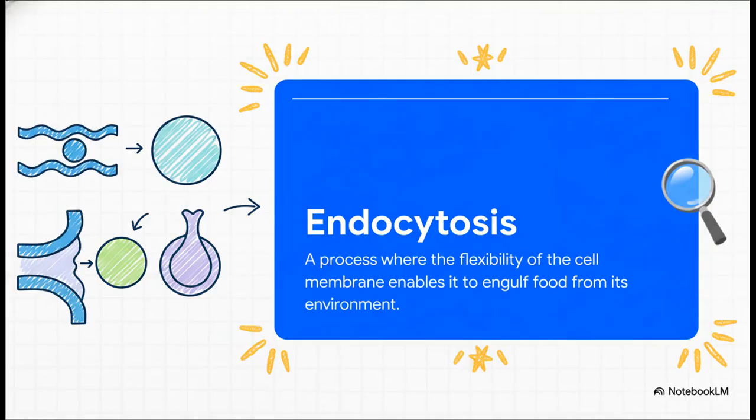Endo means into. This is where that flexibility of the plasma membrane really shines. The membrane can literally change its shape to wrap around and engulf material from the outside. But remember, unlike diffusion, this is an active process. The cell has to spend energy to make it happen.